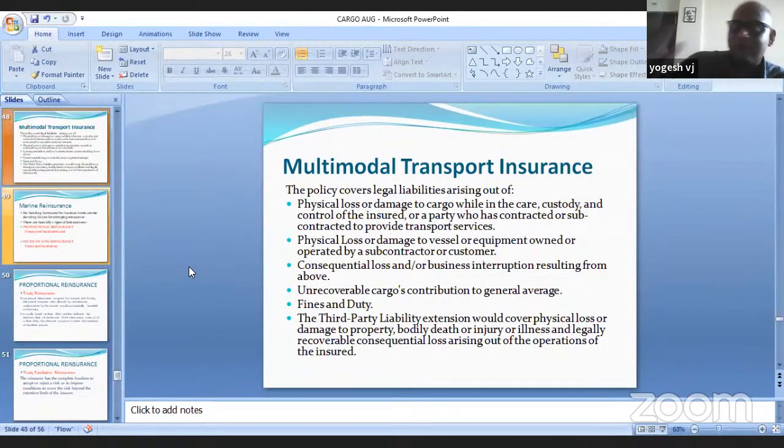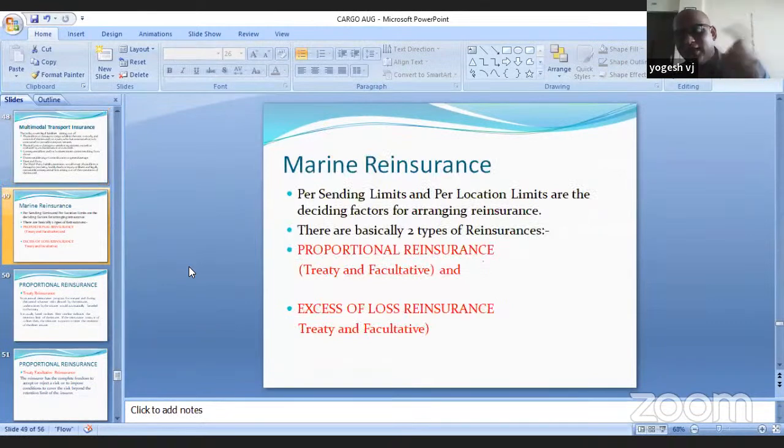Okay. Now we come to a very final leg of marine insurance. See, what I've tried to do is I have tried to encompass whatever I could in this because marine insurance is something which cannot be covered in 2 hours. So I'm trying to encompass whatever has been asked in the previous exams, and whatever is important as far as marine insurance underwriting is concerned. I have just encompassed all those things and put them together. Now, marine reinsurance.